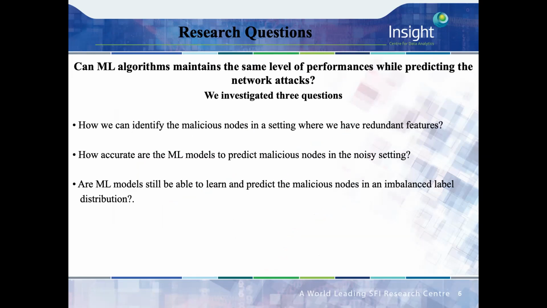There are three sub-questions. How can we identify the malicious node in a setting where they have redundant features? And how accurate are the machine learning models at detecting a malicious node if there is some noise in the data? And the third question we try to answer: how are machine learning models able to learn and predict the malicious node with unbalanced data?